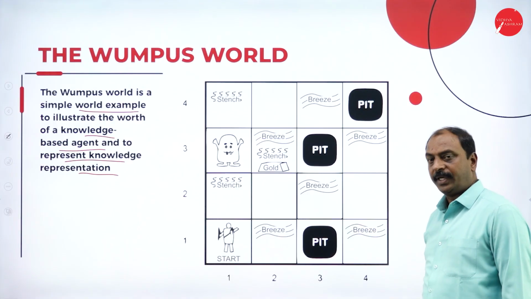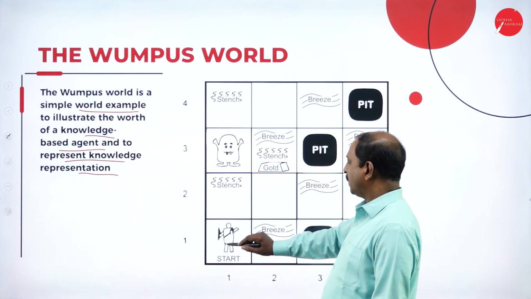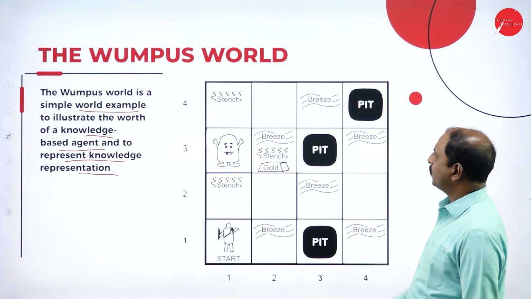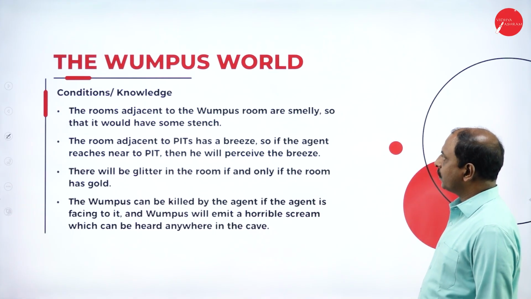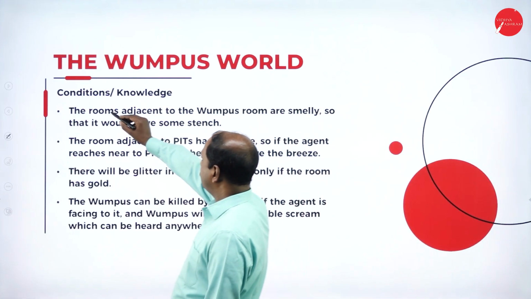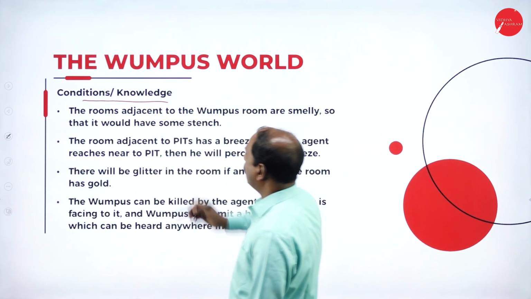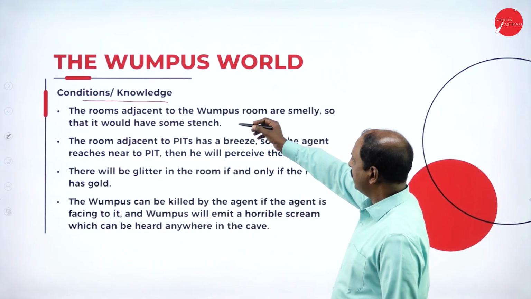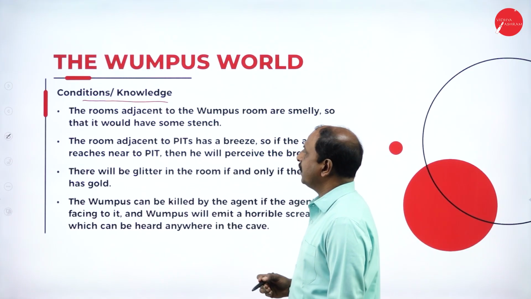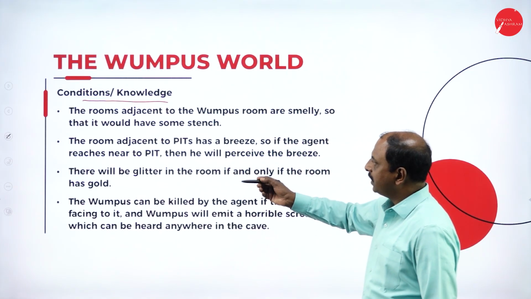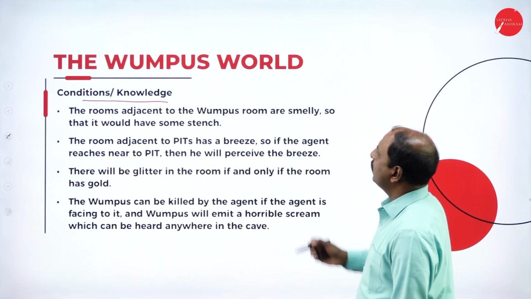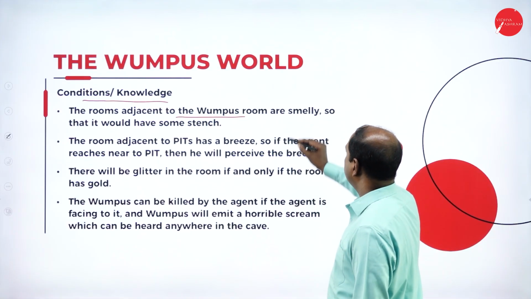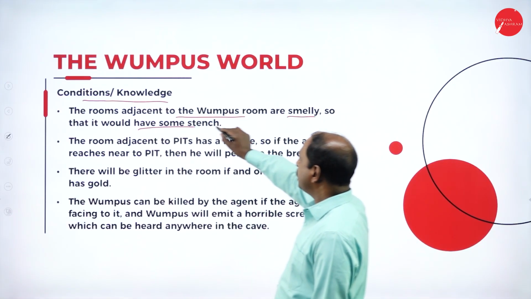Now how do we solve it? How is the knowledge-based agent going to solve it? That is what the question is. Now here, if you look at the conditions. Now, what is the condition in that problem? So, conditions are knowledge. So, what is a knowledge base? In the KB, we have so much knowledge or information, or we can say the conditions with respect to this problem. The rooms adjacent to the Ohms are smelly, and it would have some stench.